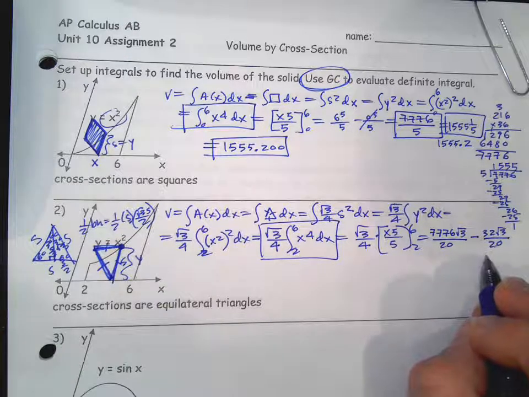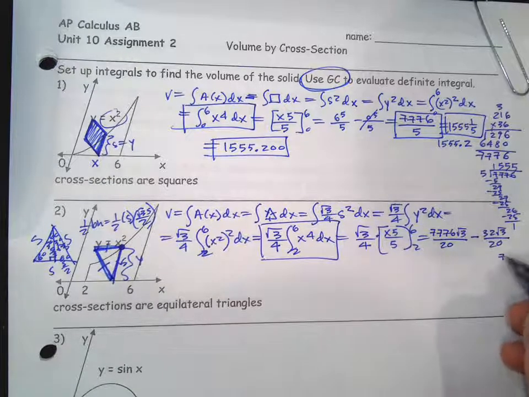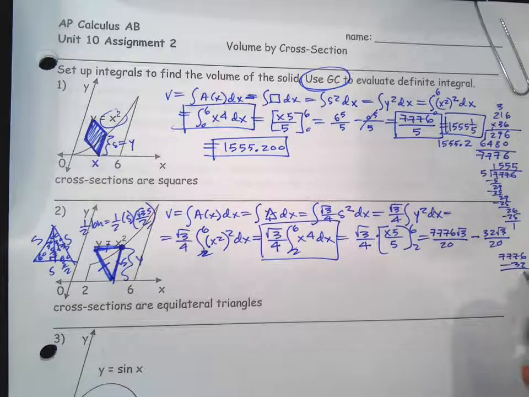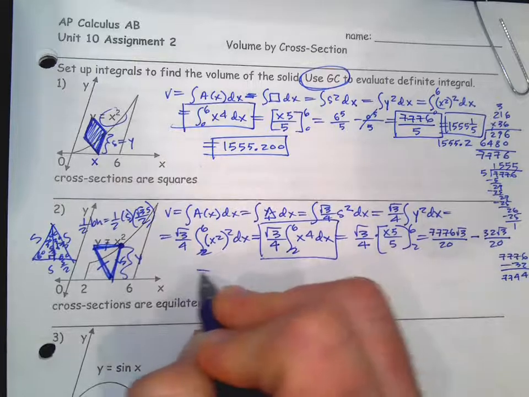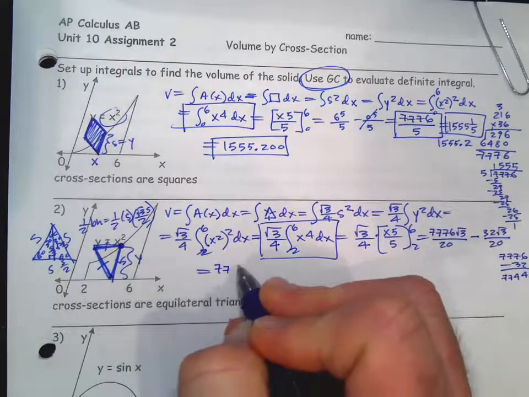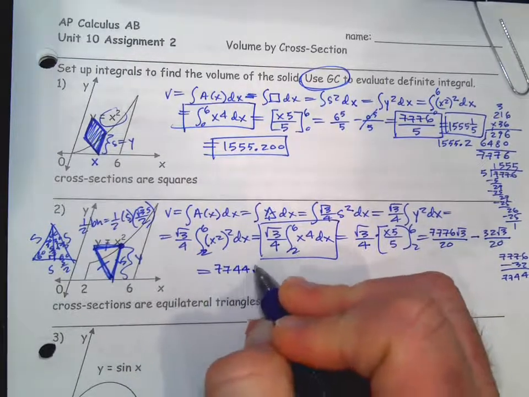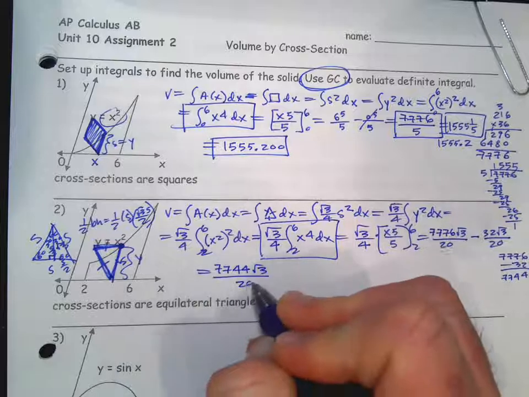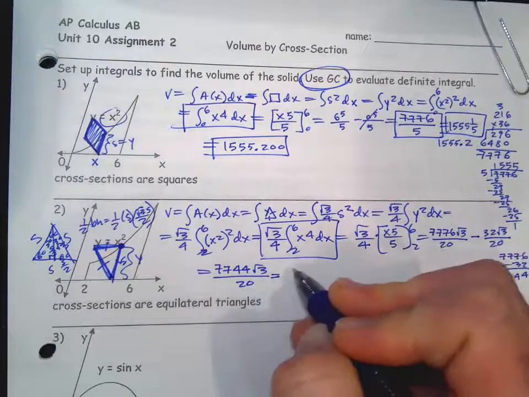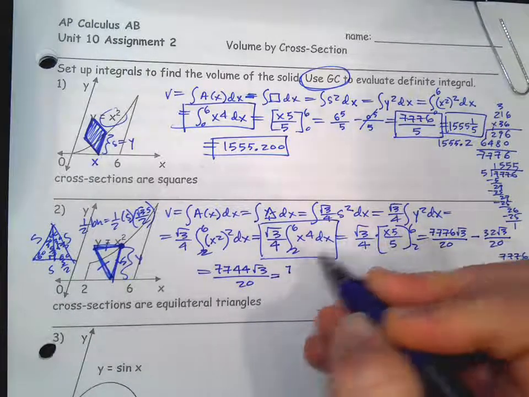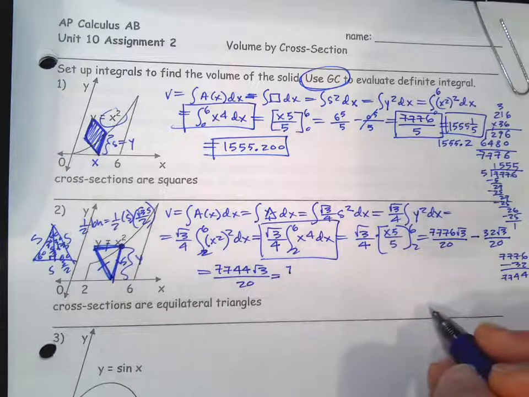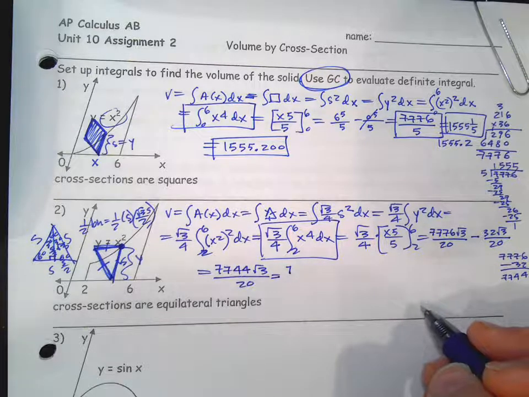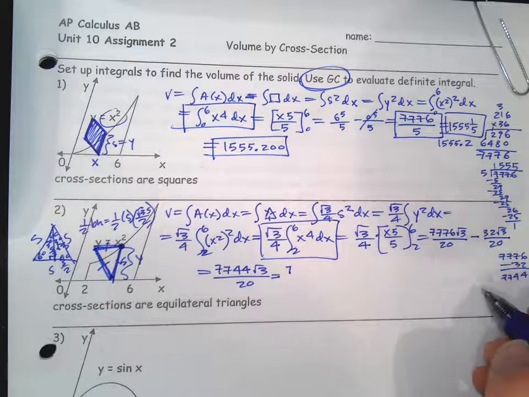let's just make sure we did this right. 7776 minus 32 would be 7744. So we would get 7744 root 3 over 20. We could reduce it, divide a 2 out of it. What would that be? We could divide a 4 out, I think.